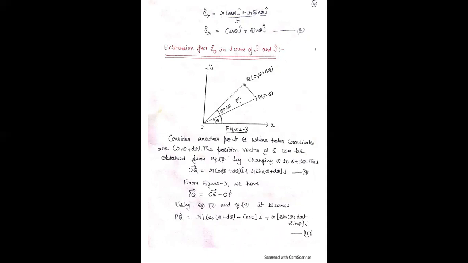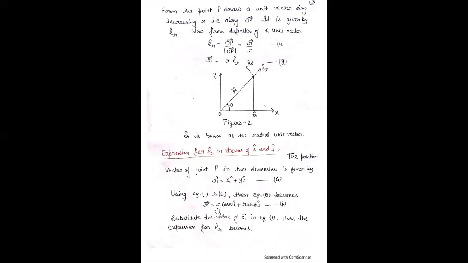Therefore, PQ = OQ minus OP. The value of OQ is here, and OP is r cos theta i + r sin theta j. Putting all these values in this equation, the resultant PQ = r[cos(theta + d theta) minus cos theta] i + r[sin(theta + d theta) minus sin theta] j.